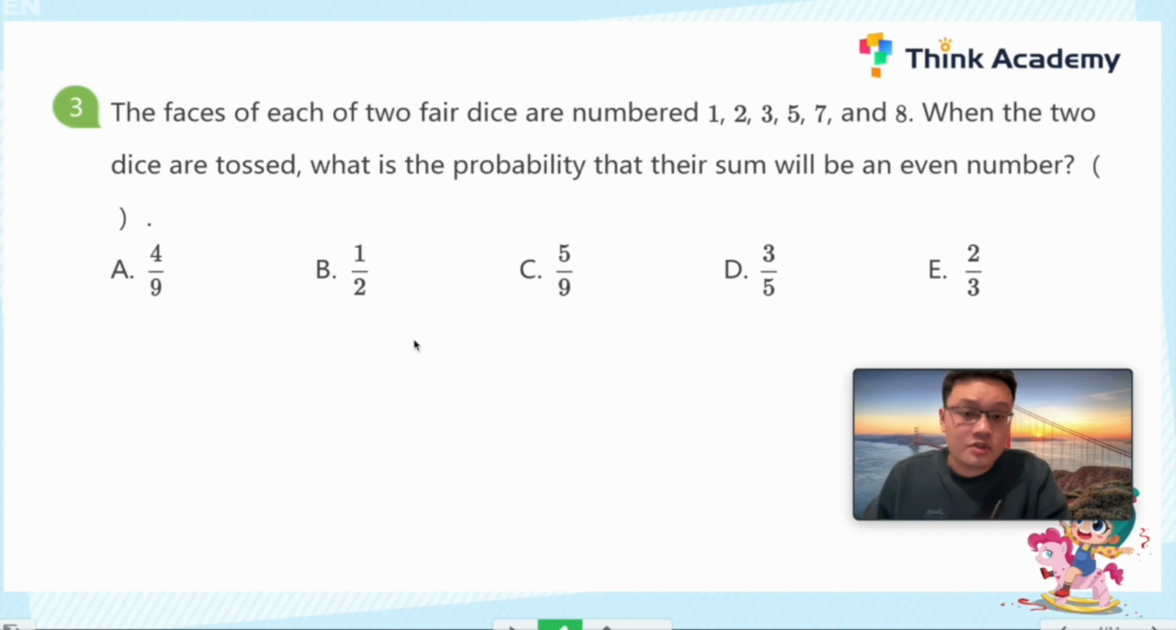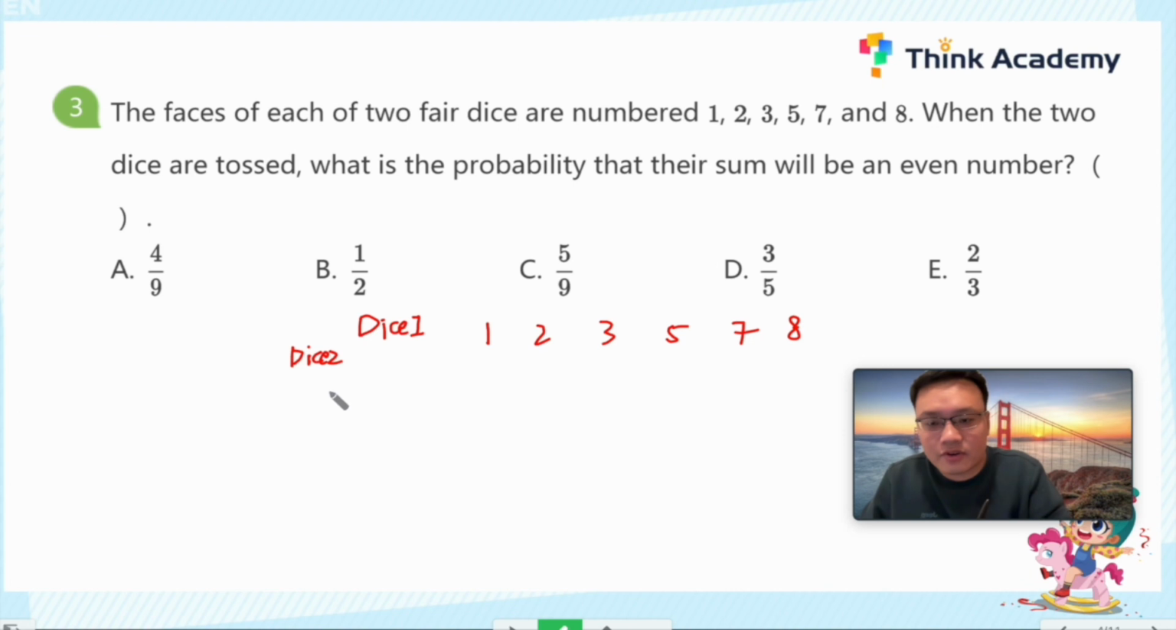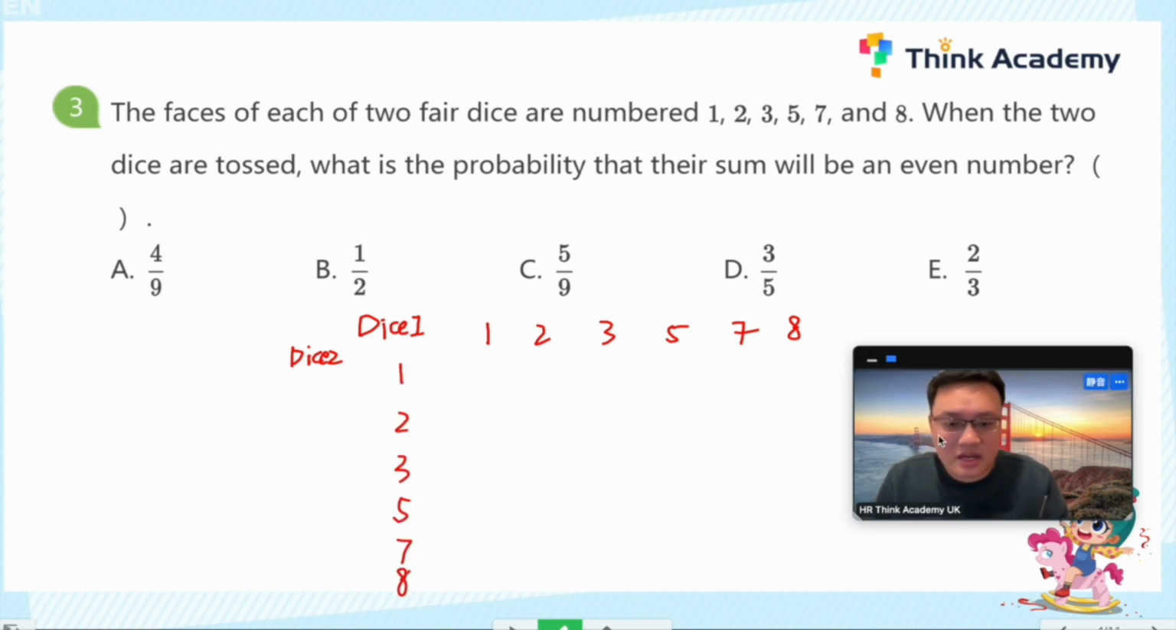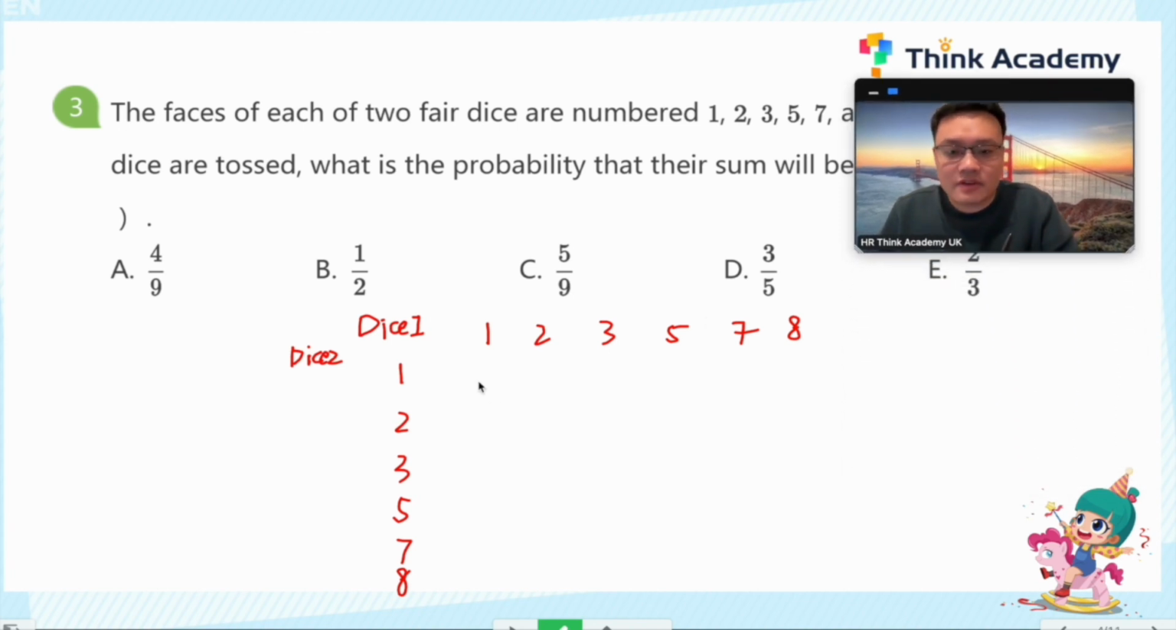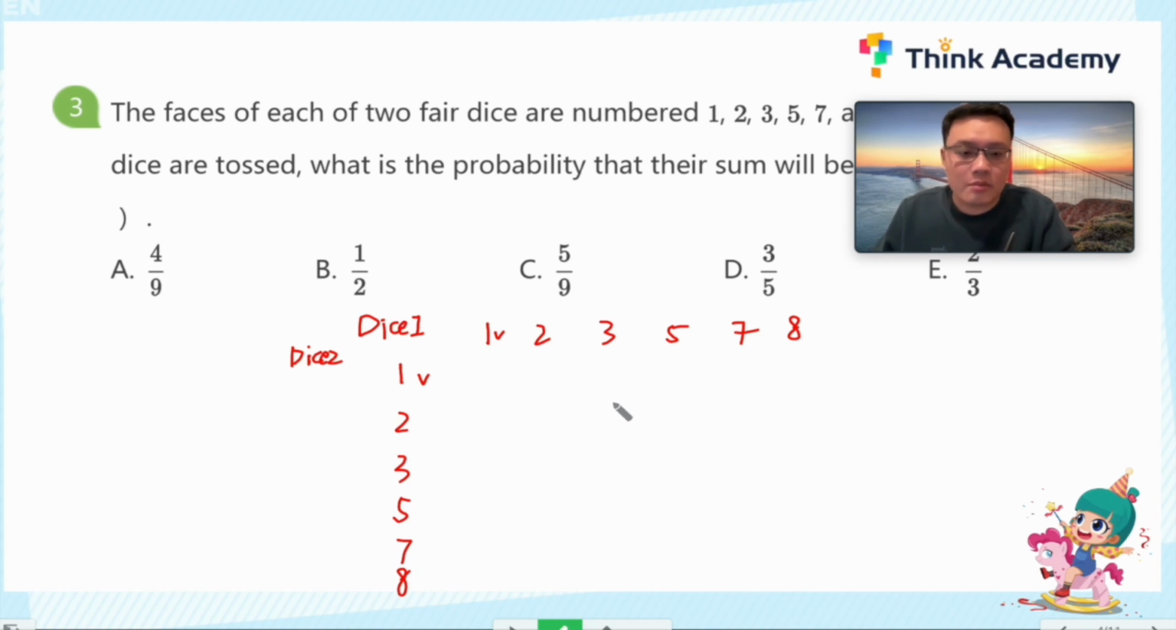So what is the total outcomes do we have? You're gonna have this table. You have dice 1, and you have dice 2. So you're gonna have the numbers 1, 2, 3, 5, 7, 8, and for another dice, you have 1, 2, 3, 5, 7, 8. If you add two of them together, let's say 1 and 1, that'll give you an outcome. So in total, how many outcomes do we have, guys? You have 6 times 6, which is 36 outcomes in total.